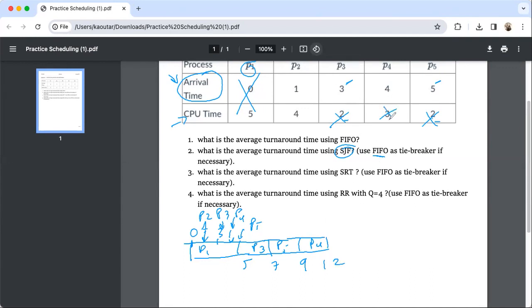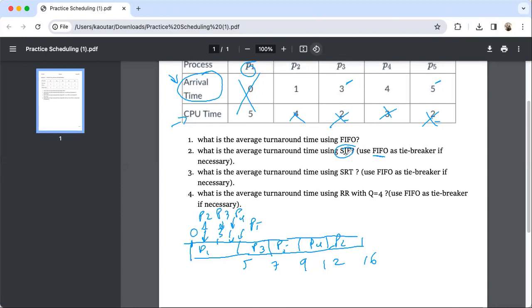And then lastly, I have P2. Okay, so again, to calculate the waiting time, you have to check when did the process start running and when did it arrive, or in total, how long a process waited in the ready queue, right?